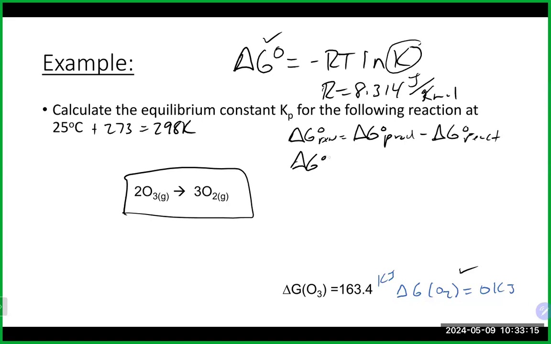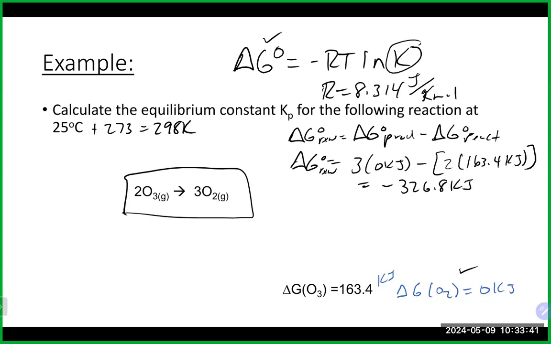So our delta G here will equal our products, which is 3 times 0, minus our reactants, which is 2 times our 163.4 kilojoules. That's going to give me a negative 326.8 kilojoules in this case. We now have our delta G, we have our R and T, so we could use that to solve for what we need. Again, unit-wise, we do need to be careful because our R is in joules, so I'm going to multiply it by 1,000 to get me into joules in this case.